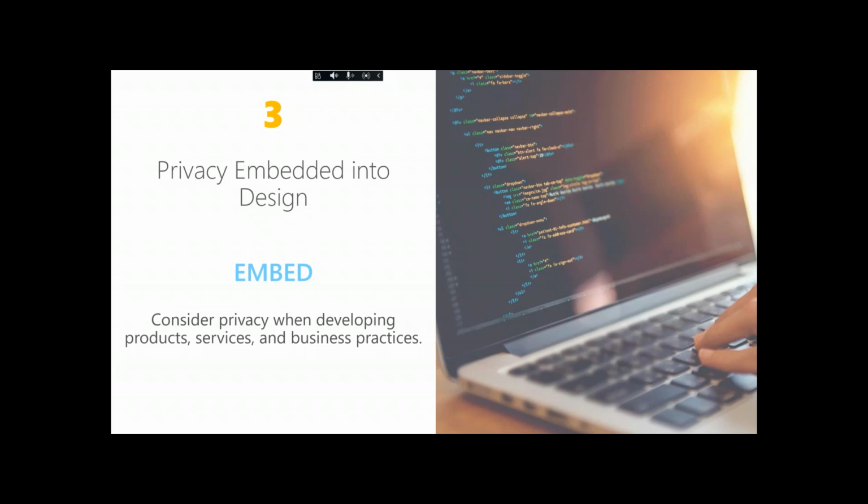So how do you accomplish this? Well, you begin with a privacy impact assessment to understand the scope, risks, and measures needed to embed privacy to mitigate risks and exposures of the company.